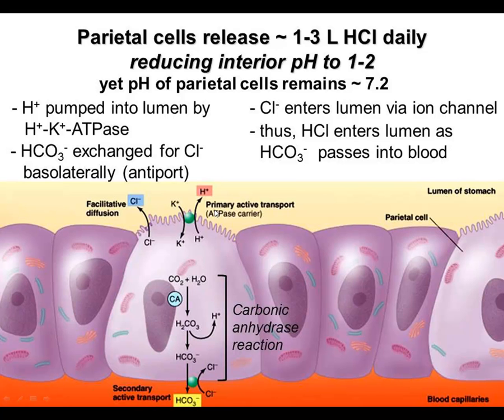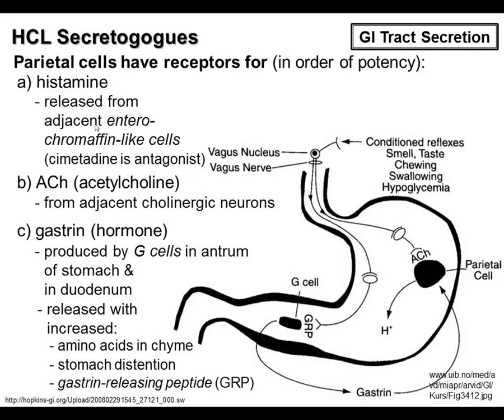People who have high acidity or reflux disease use special pills that will disable this, and we call those proton pump inhibitors. Okay? Alright, so this is where the HCl comes from. Your parietal cells release approximately 1 to 3 liters of HCl per day, and that will reduce the pH to around 1 or 2 inside the stomach. Sounds good?